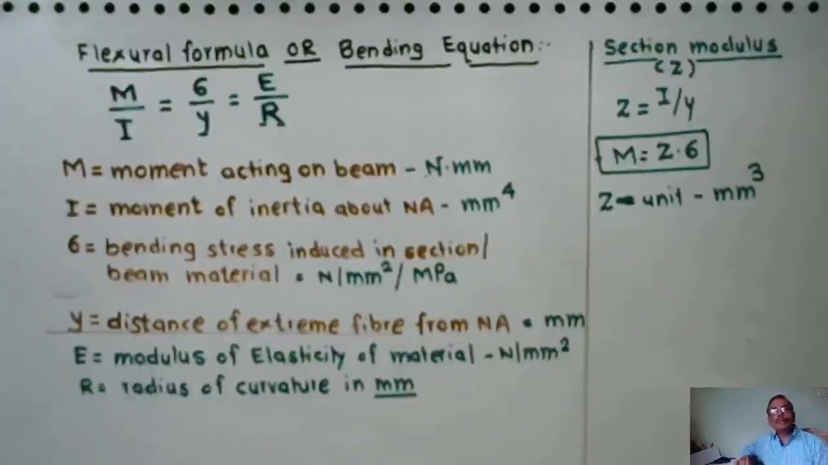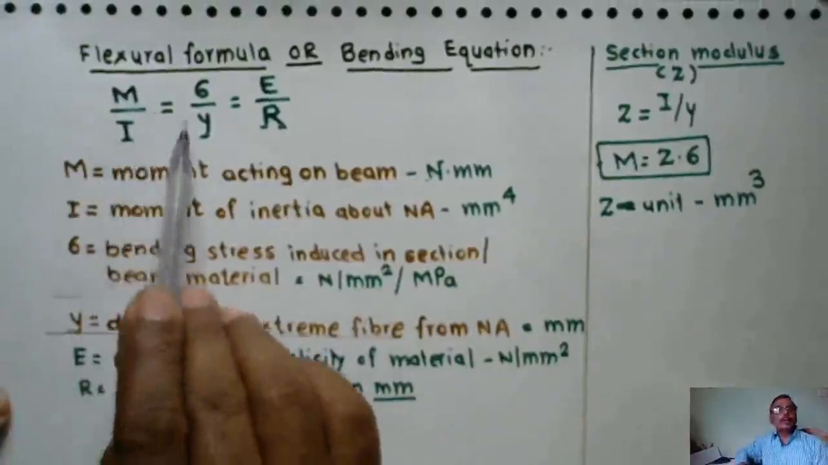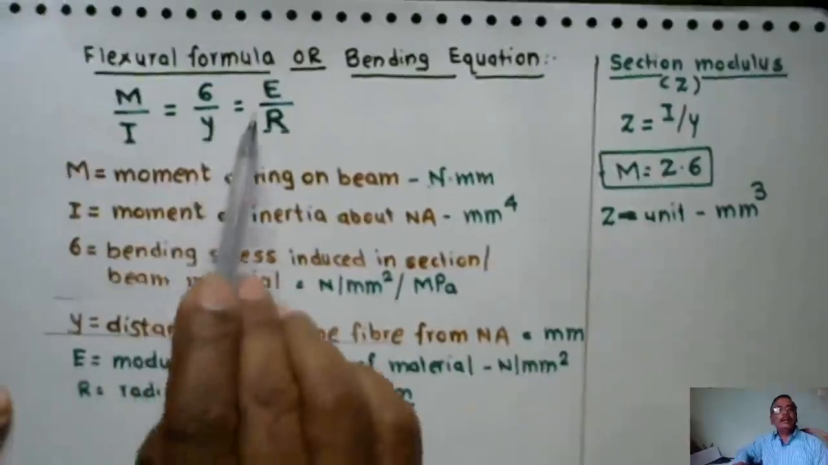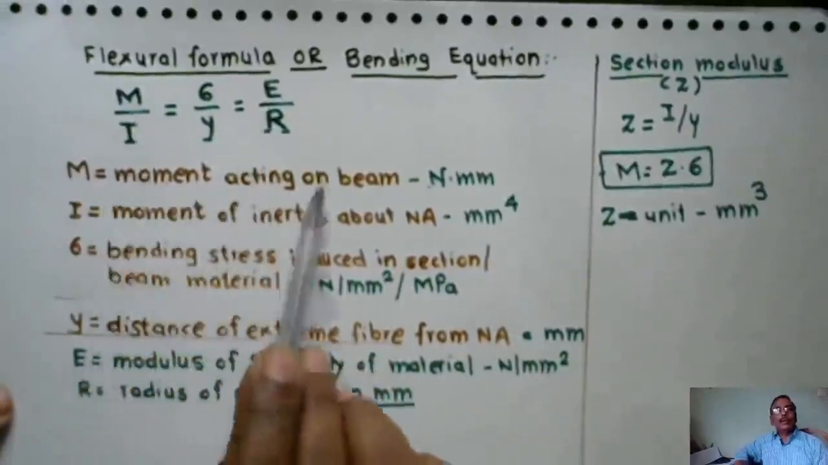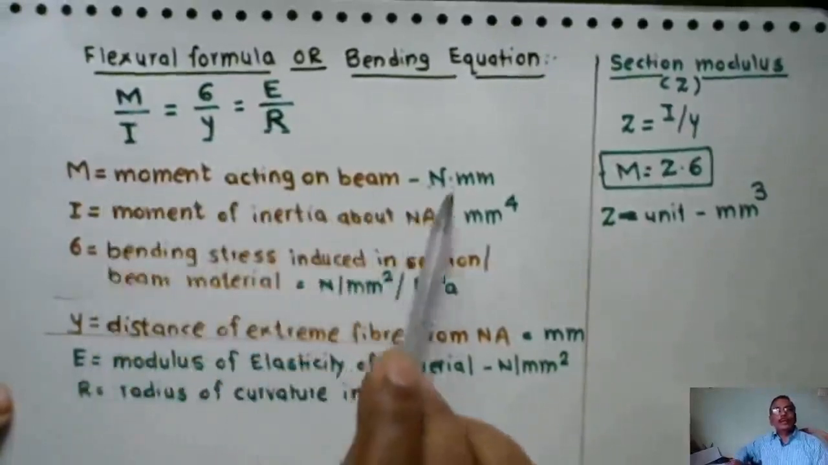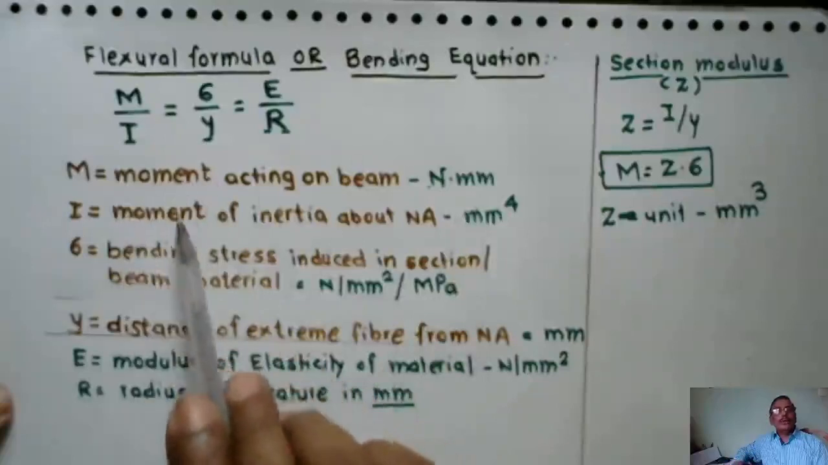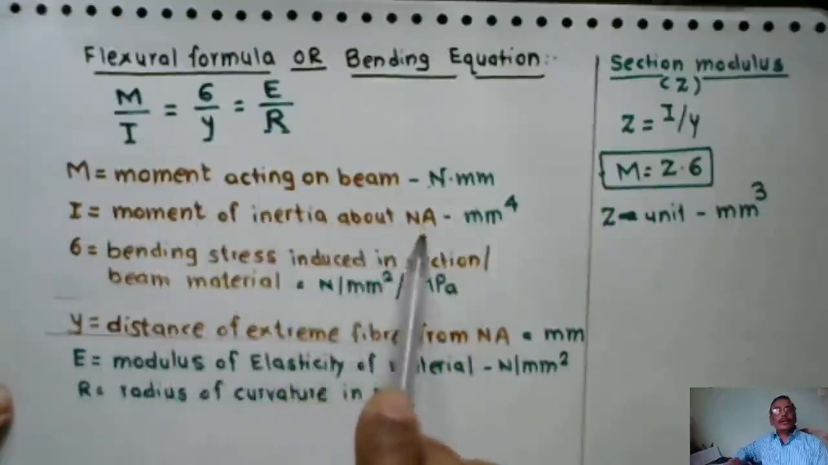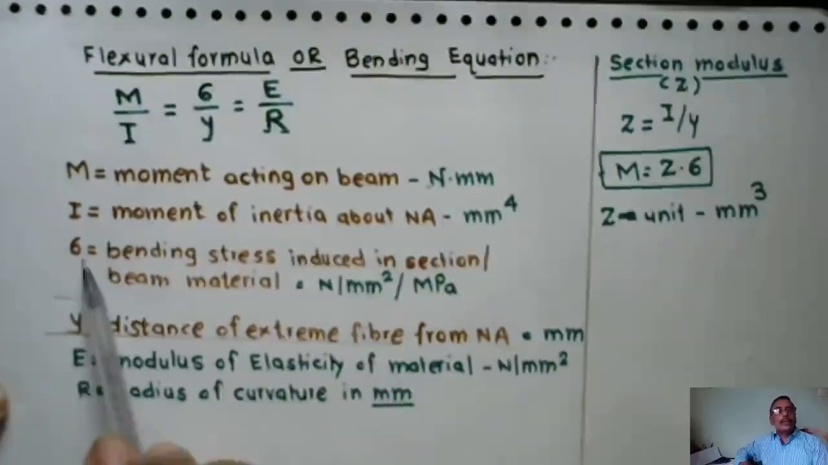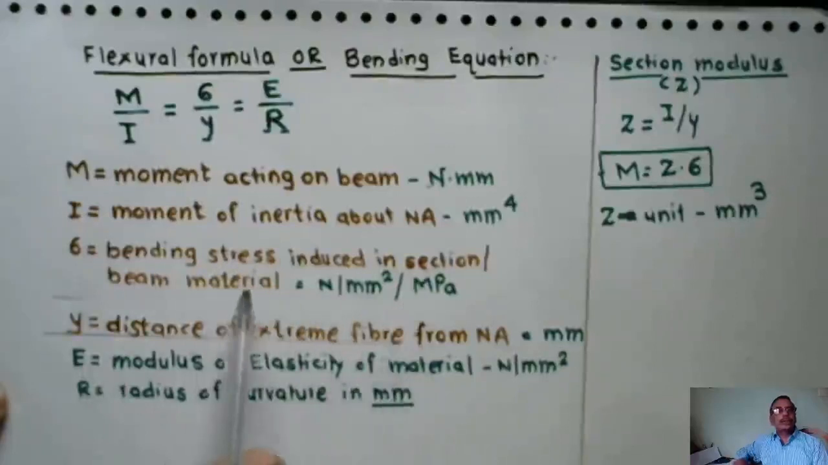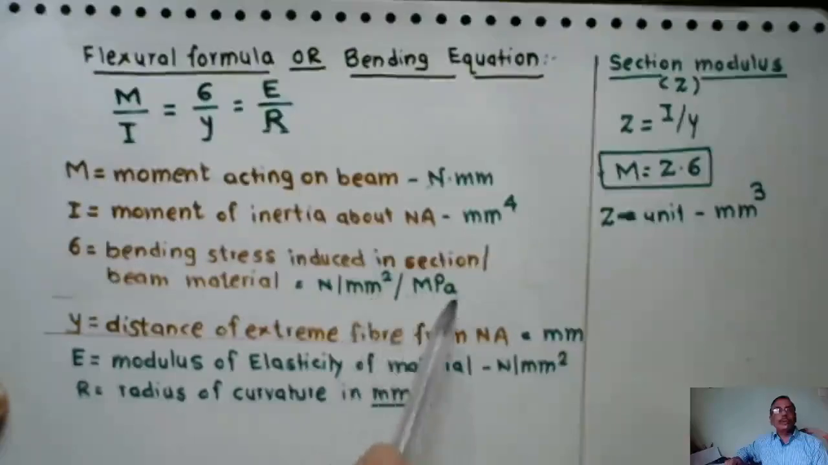Let's see the flexure formula or bending equation, in which M upon I is equal to sigma upon Y is equal to E upon R. So what is meant by M? M is the moment acting on the beam, whose unit is Newton mm. I is the moment of inertia about the neutral axis, whose unit is mm raised to 4. Sigma is the bending stress induced in the section, or you may say in the beam material, and its unit is Newton per mm square or megapascal.